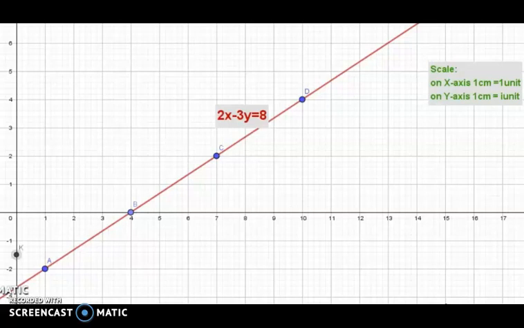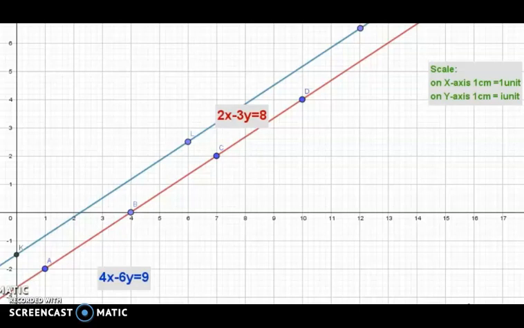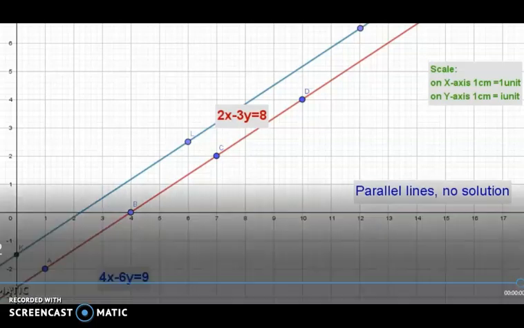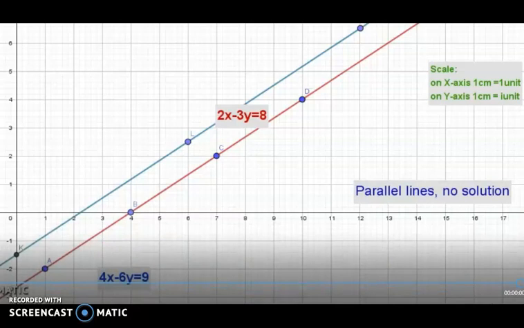Now let us plot the points for the second equation and join them with a straight line and write the equation. As these are parallel lines, children, we have no solution. So this is how you need to draw the graph for solving linear equations graphically. Practice it, children. Good luck.